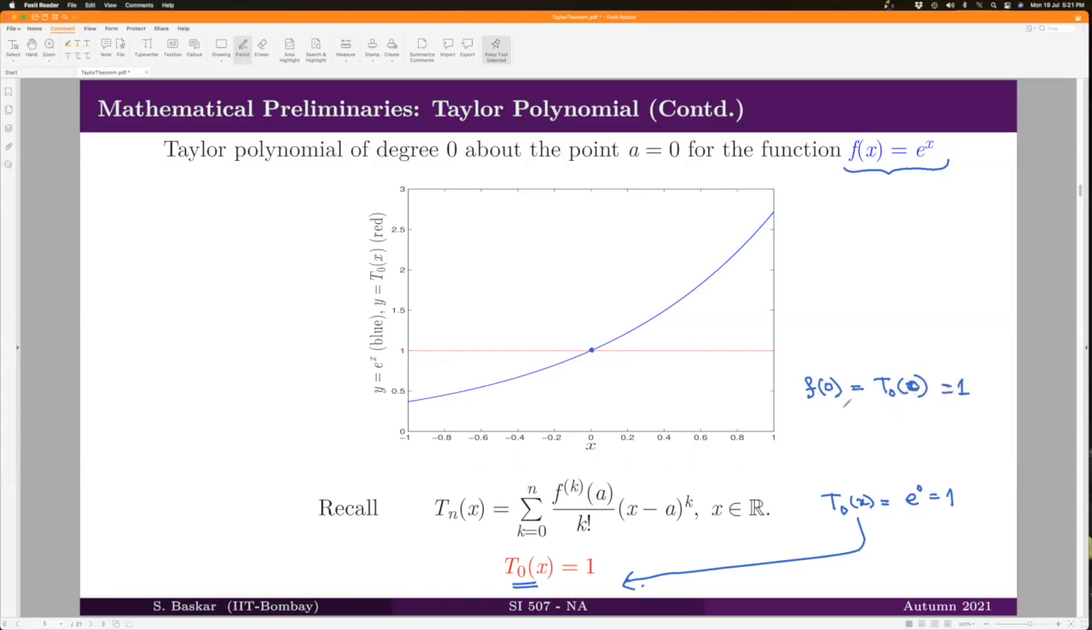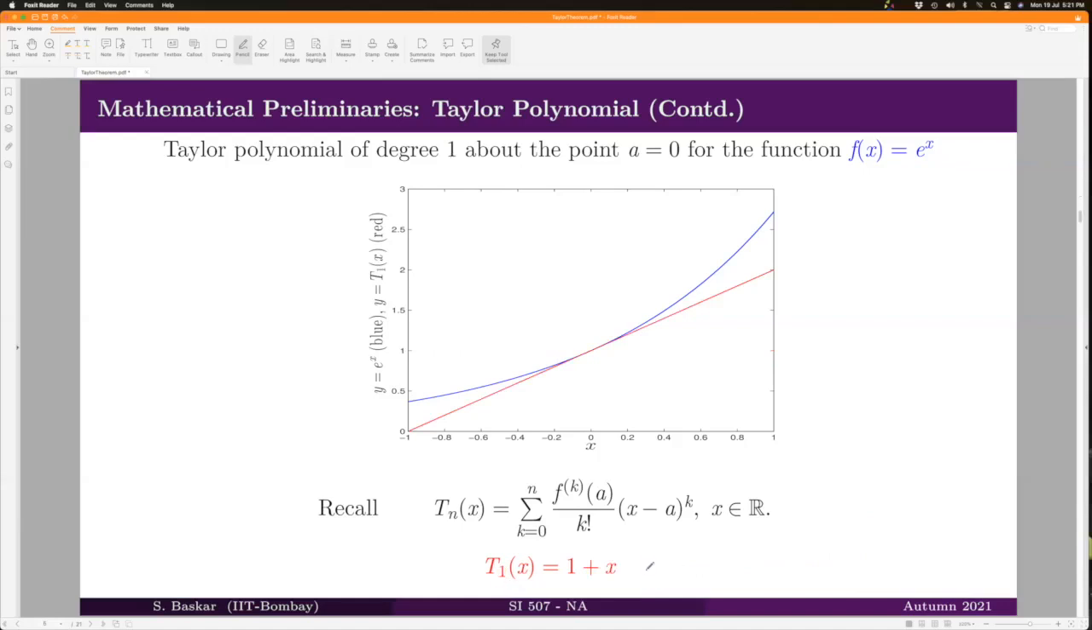Let us take n equal to 1 and see what happens. When n is equal to 1, recall your Taylor polynomial is f(0) plus f'(0) by 1 factorial times (x minus a), where we have taken a as 0 here, to the power of 1, that is nothing but 1 plus x, because we have taken f to be e to the power x, right? This is the Taylor polynomial of the function e to the power x of degree 1, and it is shown in this graph by the red line.